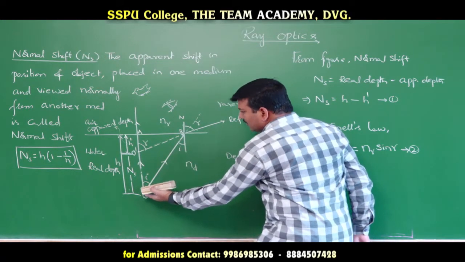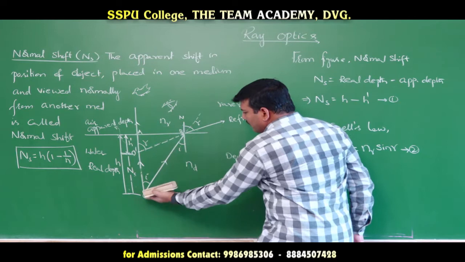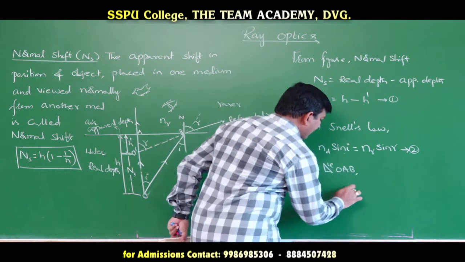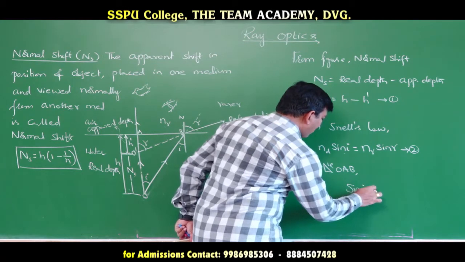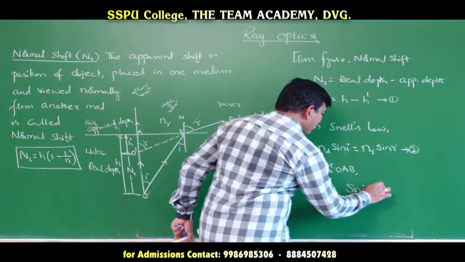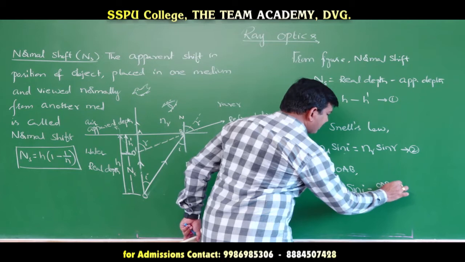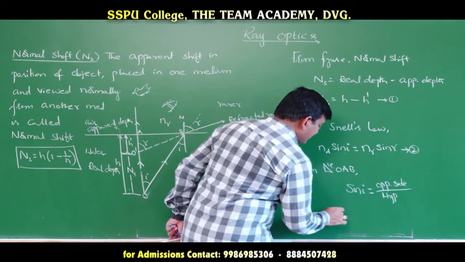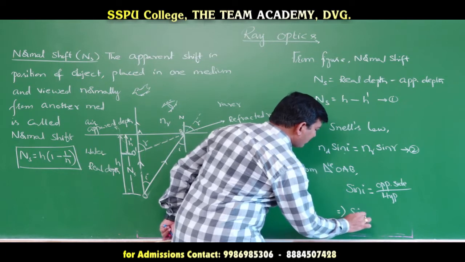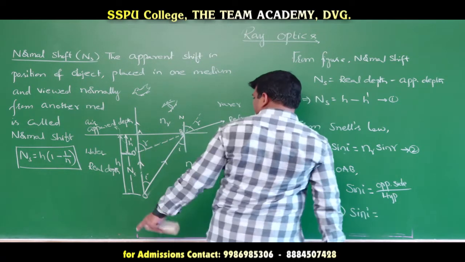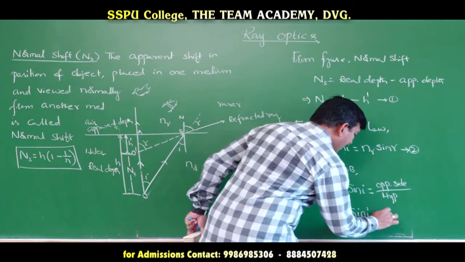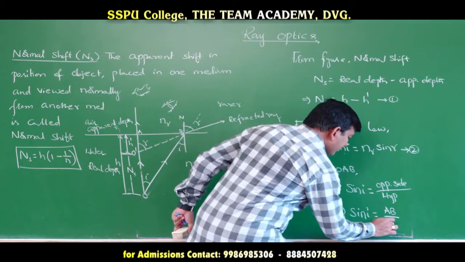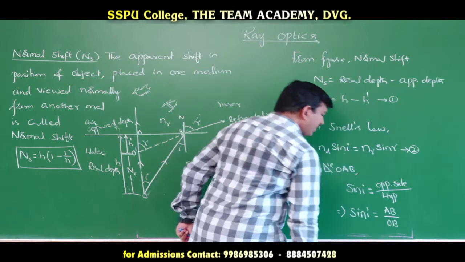Sin r is nothing but opposite side divided by hypotenuse. What is the opposite side here? AB. So, sin i is equal to opposite side divided by hypotenuse. Opposite side is AB, and the hypotenuse for this triangle is OB. Therefore, I can write it like this, sin i = AB by OB.